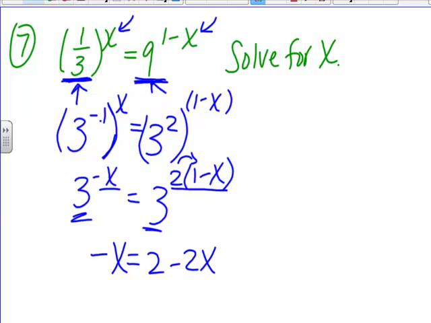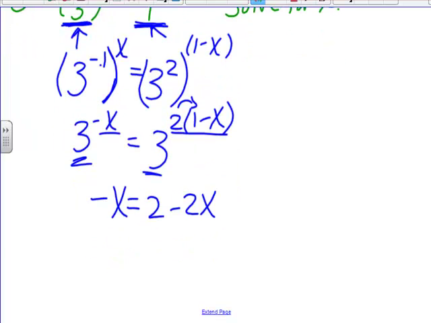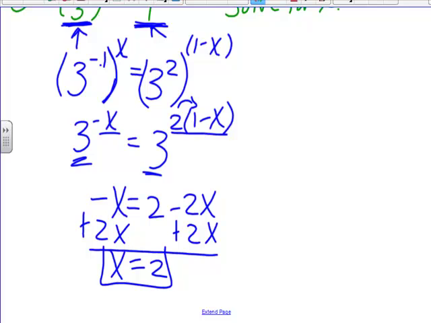And so now I just have to do a little bit of maneuvering here to solve this guy. Go ahead, I'm going to add 2x to both sides. And I get x is equal to 2. So that's using the technique of getting it so we have the same base on both sides.